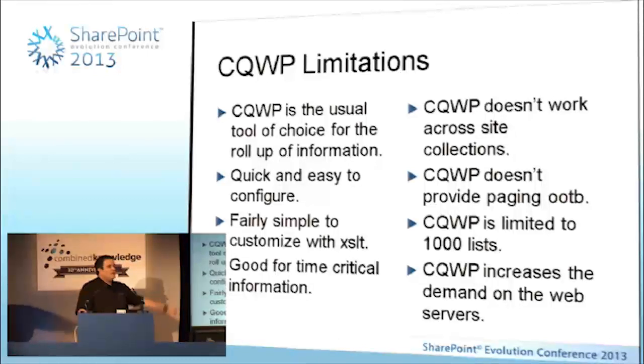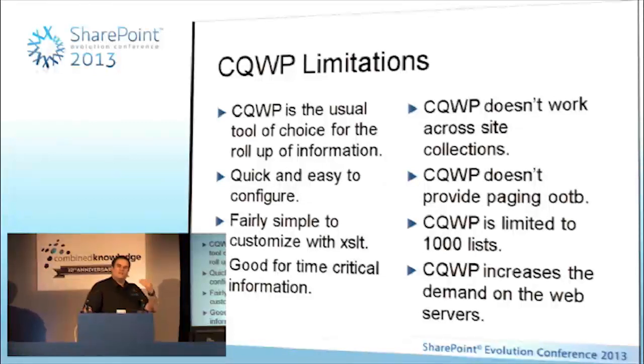And this one's fairly unknown. The CQWP is limited to 1,000 lists. Now, what this means is it will go out and look for your data across 1,000 lists, and as soon as it hits list 1001, boom. It doesn't return any data at all, and you just get a blank web part. The kicker for this one is if you're searching for a particular content type, it will look at all the subsites that have that content type, and then it will look at all of the lists in that subsite.